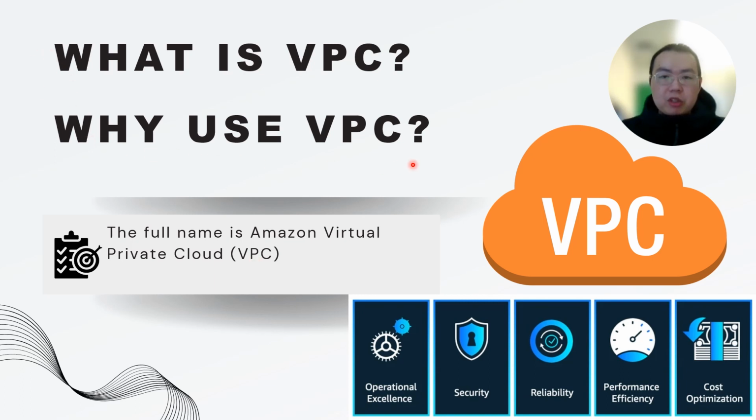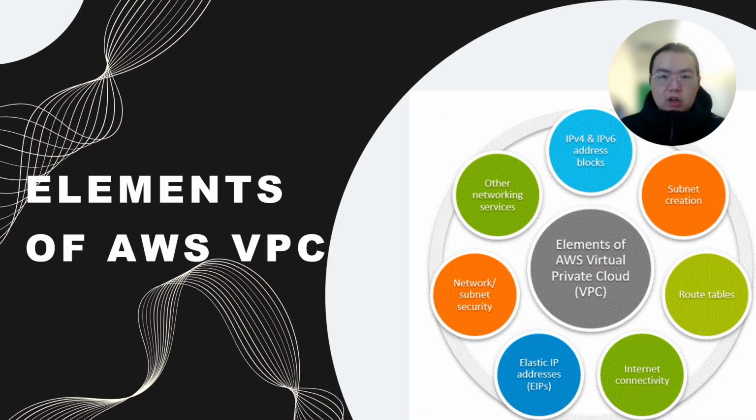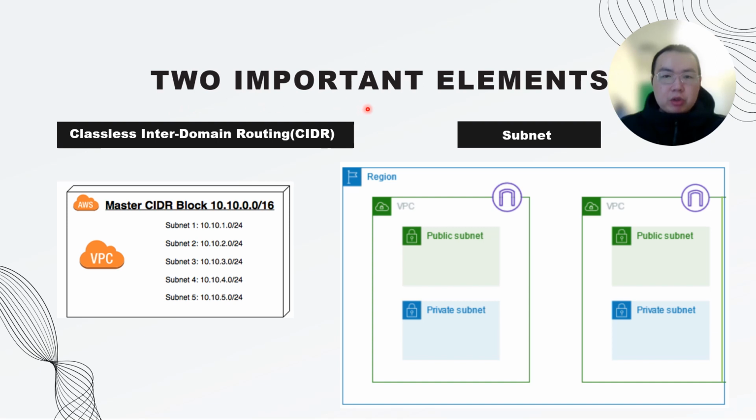Second, why use the VPC? VPC is based on these 5 pillars of the AWS framework to provide customers with better services. Now it's time to introduce elements of AWS VPC. I will introduce several features from these 7 elements later. Now I will introduce 2 important elements.